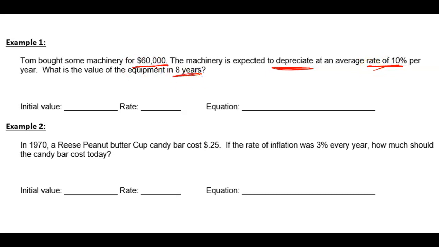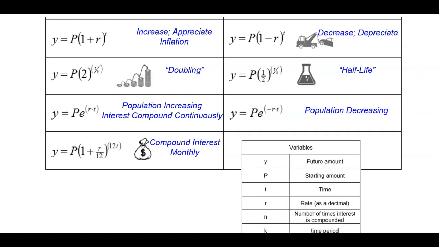Now, the key word was what here? Depreciate. Let me go back a slide. Which one of these says depreciate? Top right, right? Does everyone see depreciate up there? Okay. So we're going to use that formula. Does everyone know what P stands for? Off to the right, it tells you P is the starting amount. What is R? The rate as a decimal, and T is time. Okay, let's go ahead and start filling this in.